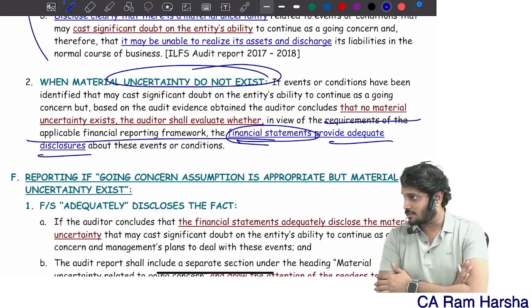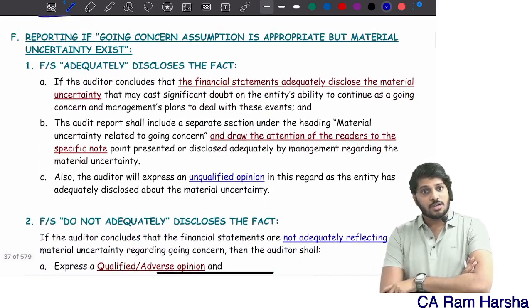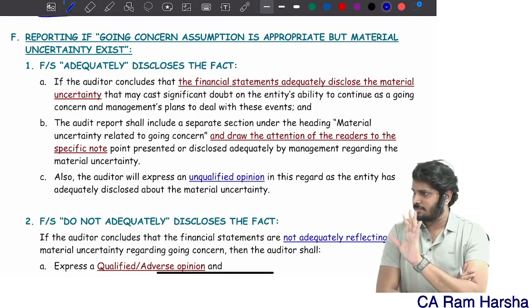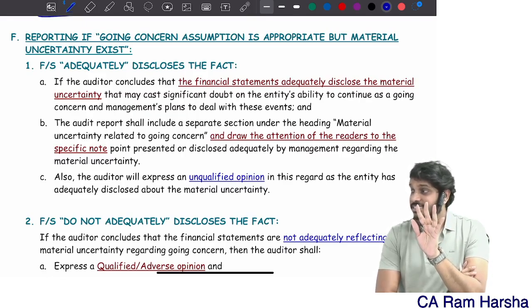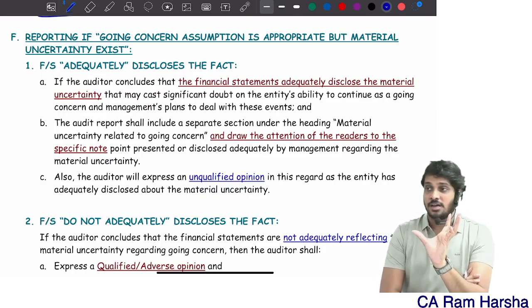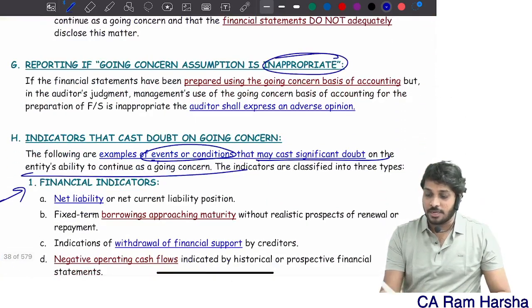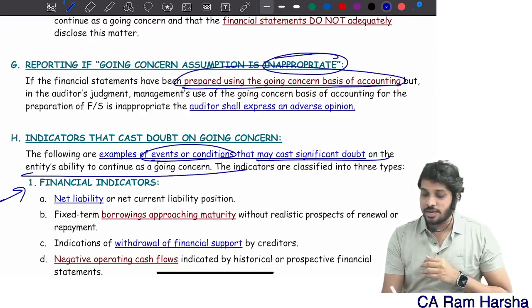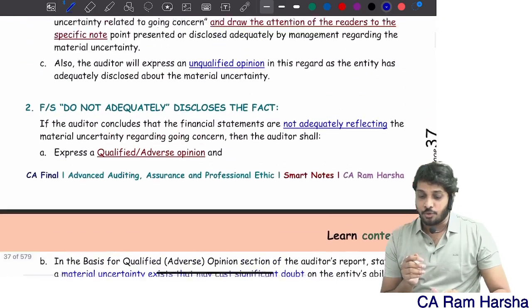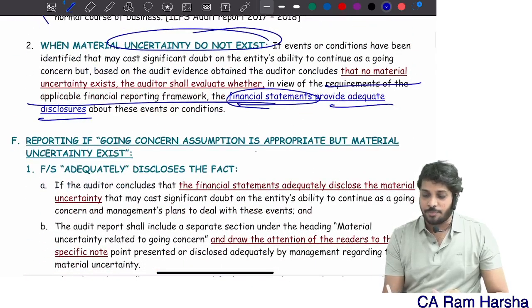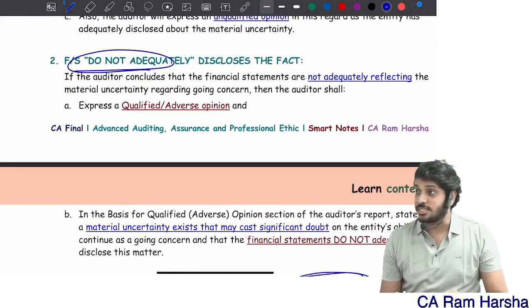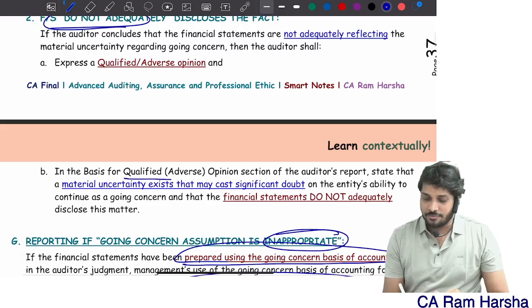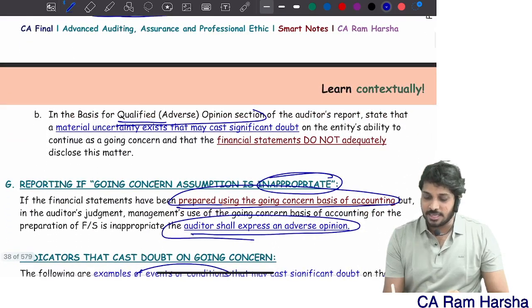Same as the diagram which I told. Suppose material uncertainty is there, events or conditions identified resulted in uncertainty, and that uncertainty is so high that you felt going concern is inappropriate, but still the company prepared the statements using the going concern basis. The auditor shall express an adverse opinion. Suppose going concern is appropriate, but material uncertainty exists and the financials are not disclosing this. The auditor will give either a qualified or adverse opinion and indicate the reasons.